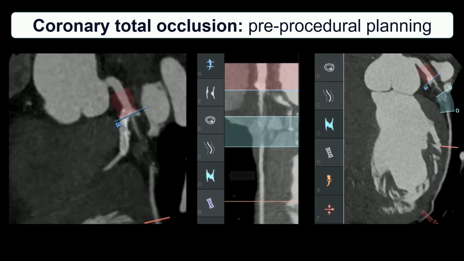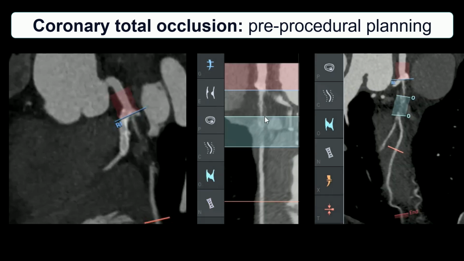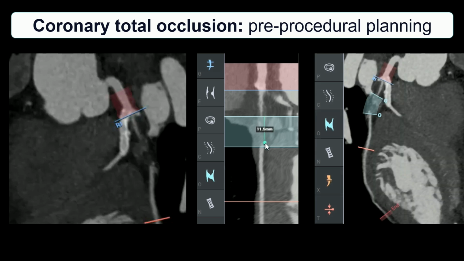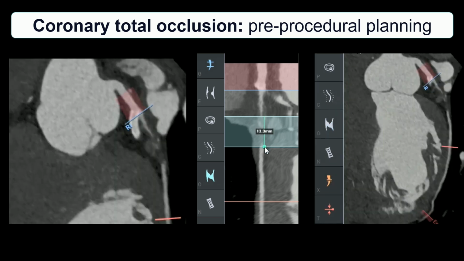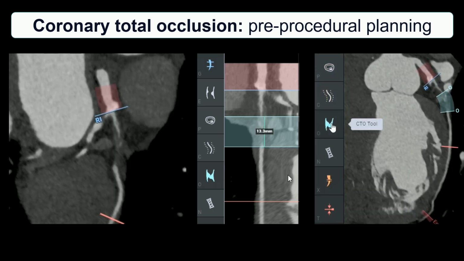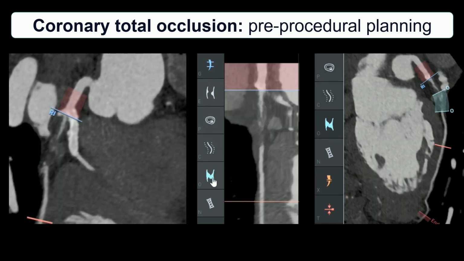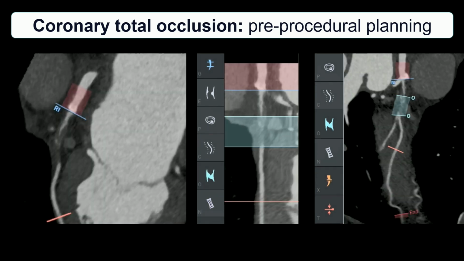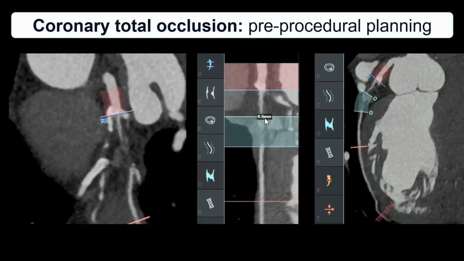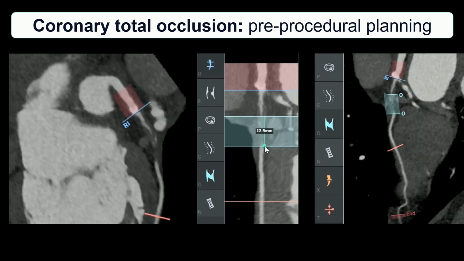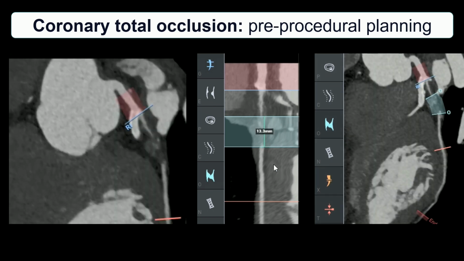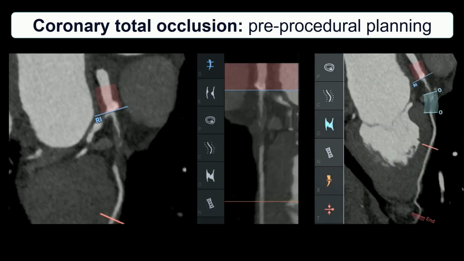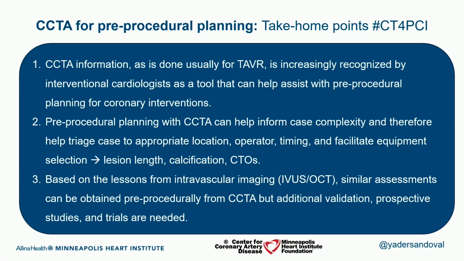But now, as you can see here, with a platform like this, you just pretty much click the CTO button, and it automatically identifies where the CTO is. It's in the shaded area. You can measure the length, so you already know where your CTO is and how long it is. You can see whether there's calcium at the CTO. You can see whether there are any branches coming off it, so you can get a lot of information. So to wrap it up, I think that as it's done for TAVR, we need to shift our mindset to use CT for PCI guidance.